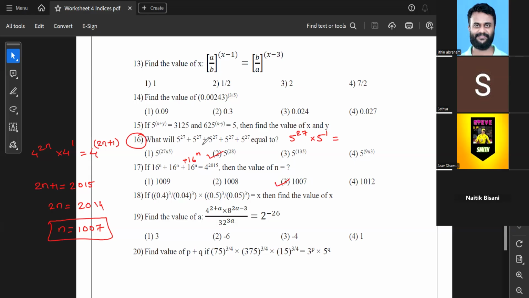Sir, I couldn't figure out how to do the 18th one, sir. I couldn't do it. Don't worry. 18, maybe I gave it as homework, I don't remember. But anyway, I'll solve it. Not a problem.